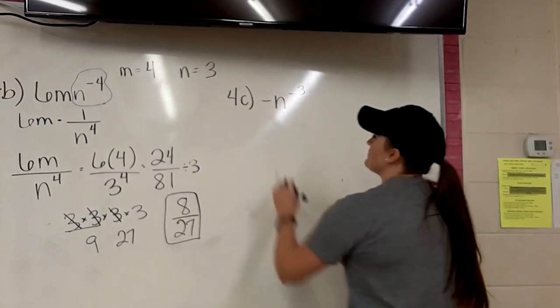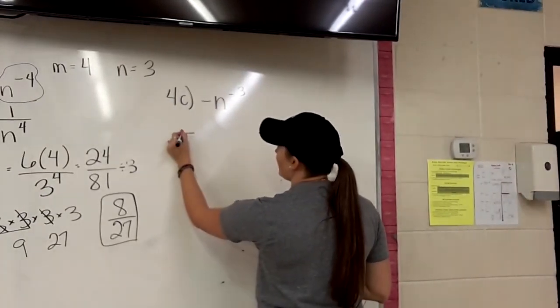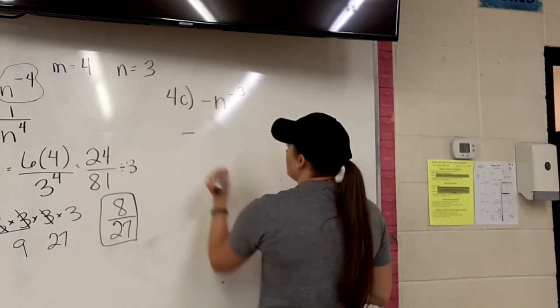So on 4C, don't forget this negative out here. It means negative n.